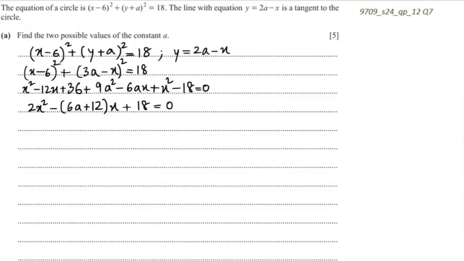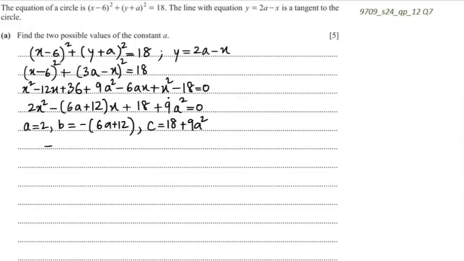Let's apply the discriminant now. It's standard now. Oh, my bad, there is a plus 9a squared as well. This is going to be part of the constant term, because there is no x. Otherwise I would have messed up. Okay, so let's pinpoint the a, b and c. a is 2, b is negative 6a plus 12, and c is going to be 18 plus 9a squared.